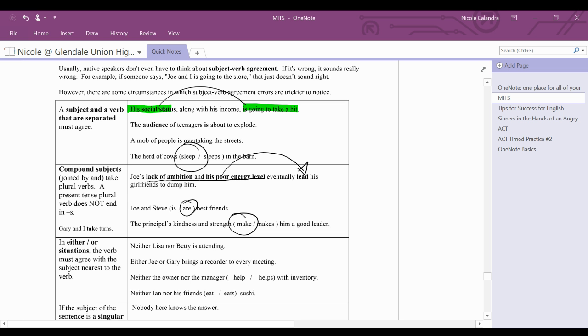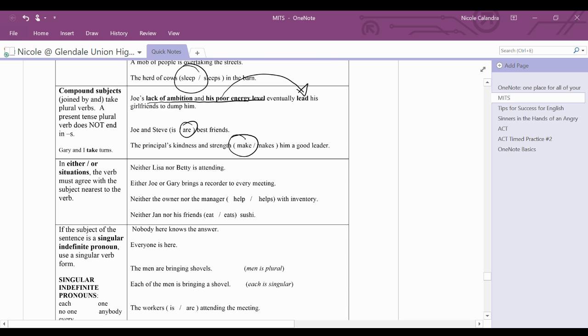Okay, so when you have either/or, neither/nor, the verb must agree with the subject nearest the verb. So whichever one is closest to the verb is the one that you are going to go with. So neither Lisa nor Betty is attending. You're actually going to look right there. Betty is attending.